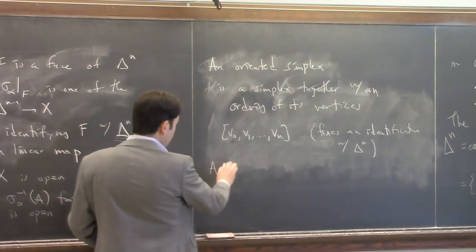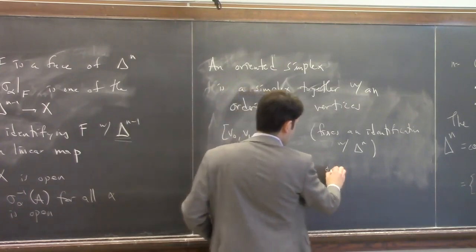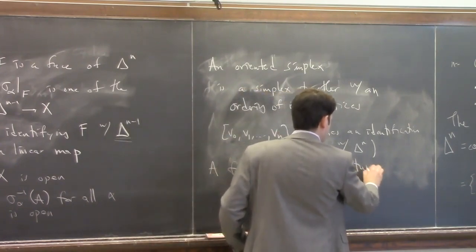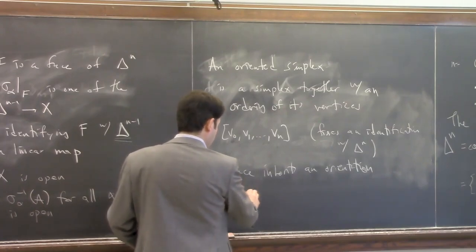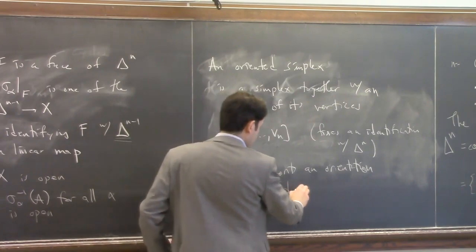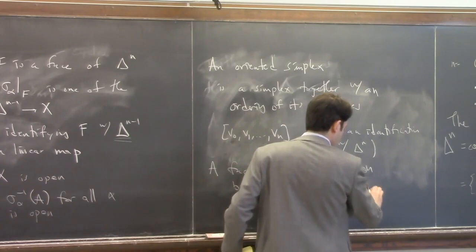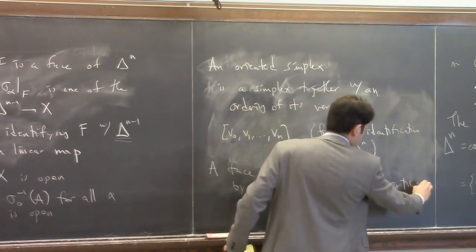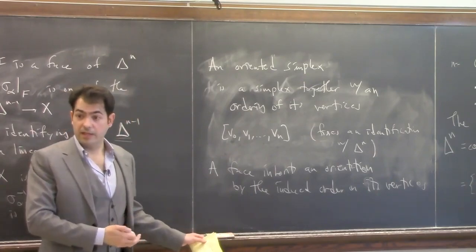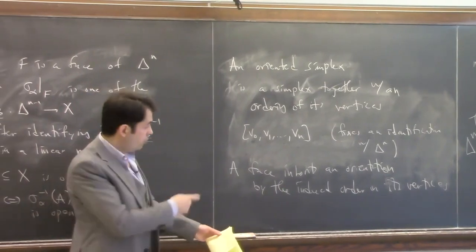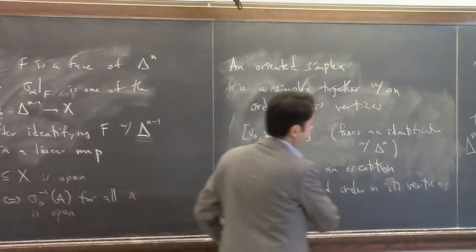Okay, so once you have an orientation, then a face inherits an orientation just by the induced order on its vertices. When you give me a face, all you've done is remove one of the vertices, and so we know what order to put the other ones in: whatever order they were in before.